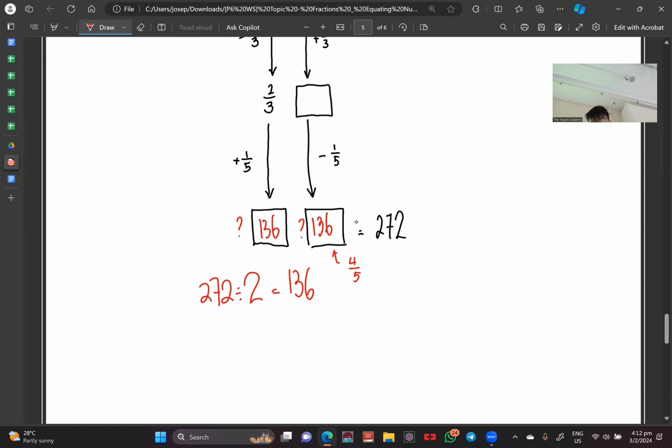If this is 4/5, we can confidently say that 4 units is equal to 136. We want to find out what 1 unit is, which is 136 divided by 4, and that gives me 34. Where would this 34 go to? This 34 came to here. Am I making sense?